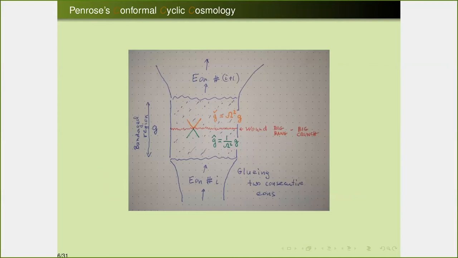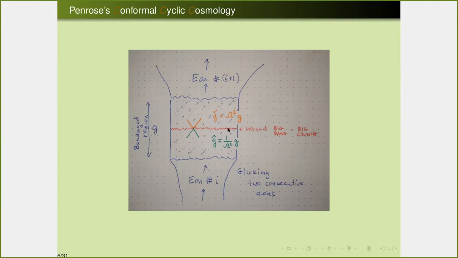So it looks like this. What I try to model today is what is on this picture. In this picture there are just two eons. Below the red line here is just the past eon. Above the line is the present eon, and this thing which is dashed here is this bandage region where the three metrics are present. There is metric G hat here, there is metric G check here, okay?